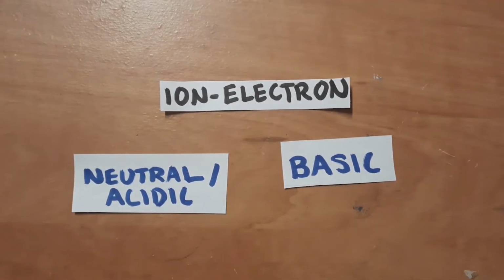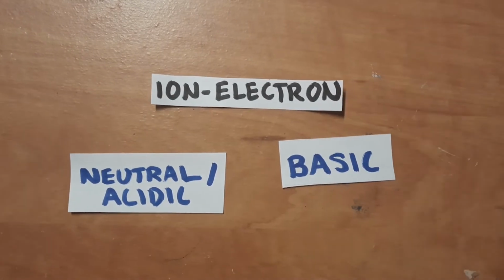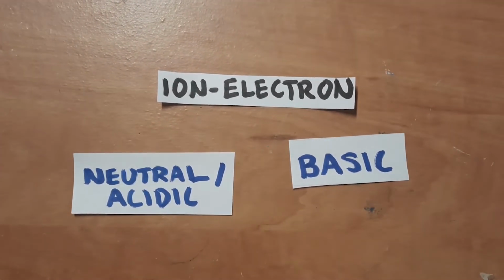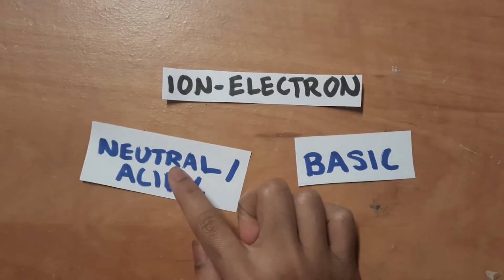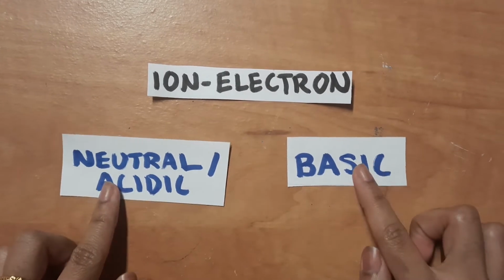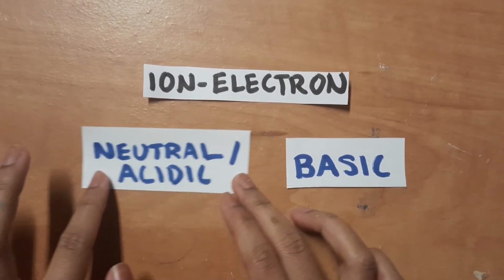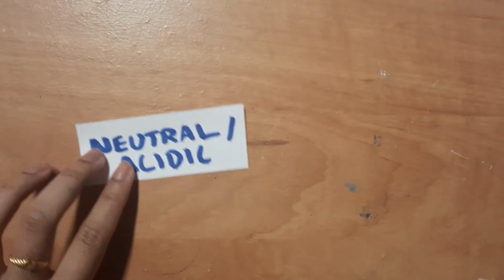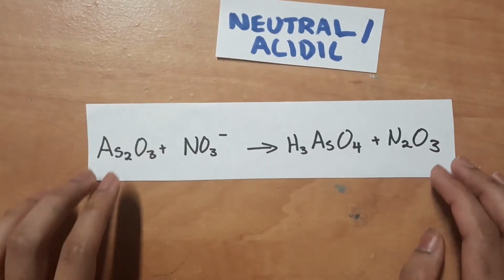So when it comes to balancing redox reactions using ion-electron method, there's a little catch because the steps are actually a little bit different based on if the redox reaction occurs in a neutral or acidic solution versus a basic solution. So we'll be covering both examples, but first we'll be discussing acidic solution redox reactions. For this, we will be using this example.